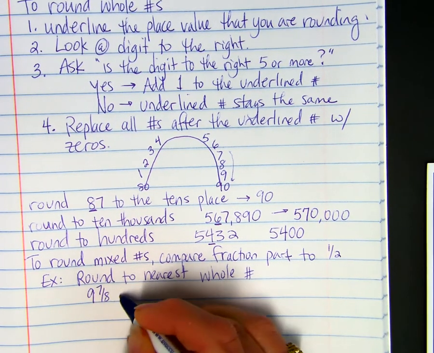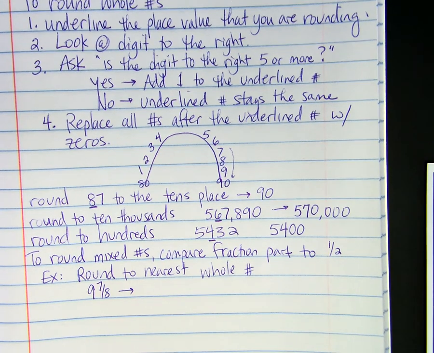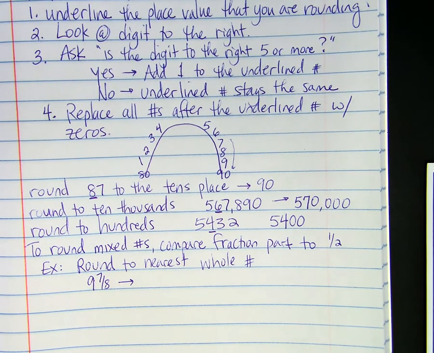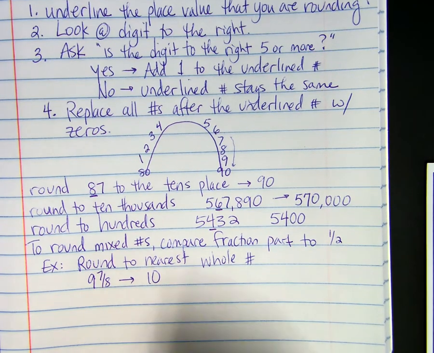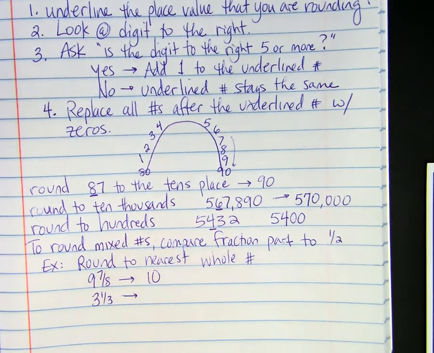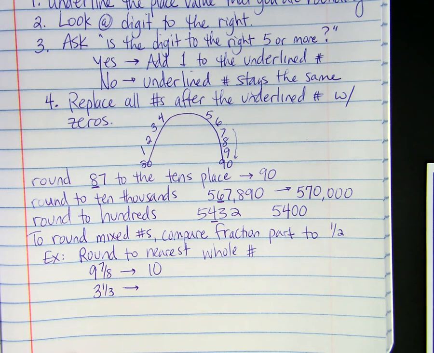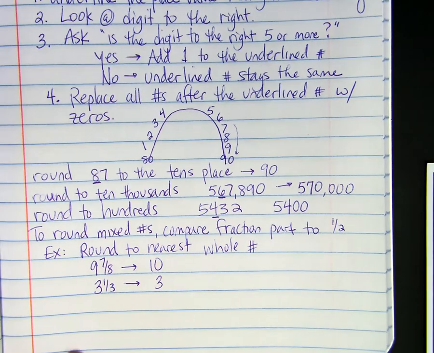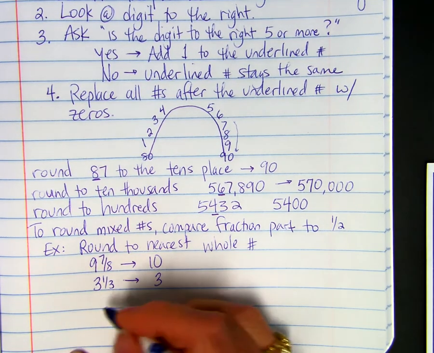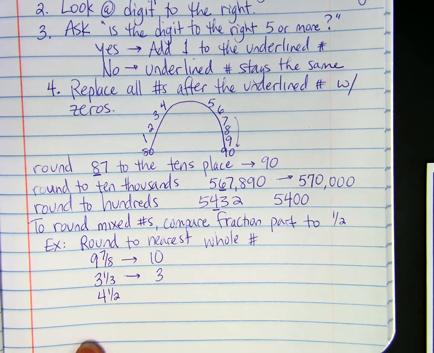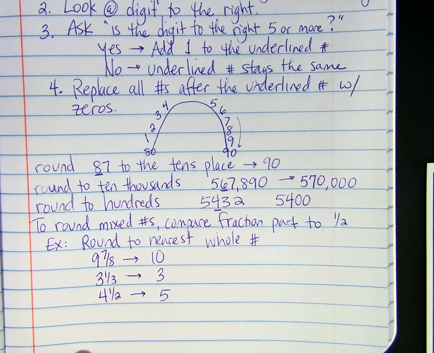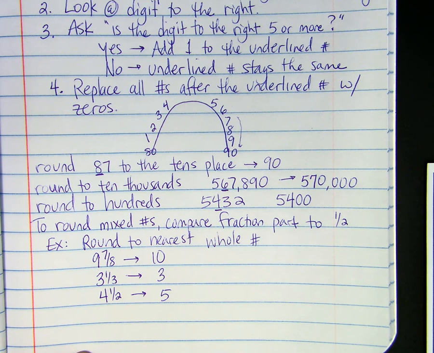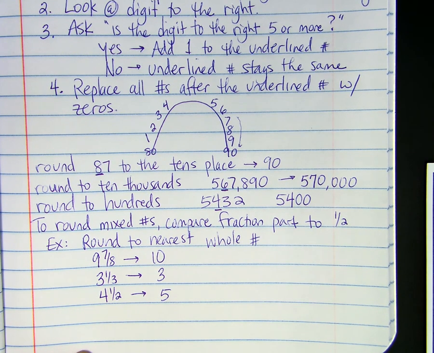So 9 and 7/8. 7/8 is really close to 1, and it's greater than 1/2. So that would round up to the number 10. Then if we had 3 and 1/3, since 1/3 is less than 1/2, we would just round to 3 and drop off the fraction part. And the last example, 4.5. Since the fraction's equal to 1/2, we round up to 5. So if it is equal to 1/2 or greater, you round up to the next whole number. If it's less than 1/2, you're going to take off the fraction and leave the whole number the same. Okay, that's the end of the lesson.